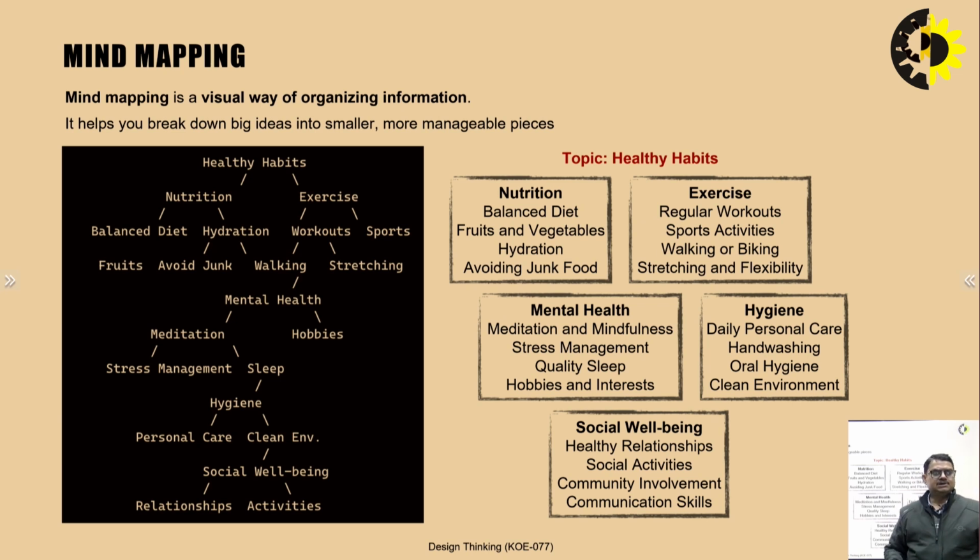Mind mapping helps us break down ideas into smaller and more manageable pieces. For example, I have taken one topic, healthy habits. If I am alone or working in a team, I can discuss this topic, and we may have many single words or small phrases like nutrition, exercise, mental health, hygiene or social well-being. Under each category we may have multiple factors which can impact that particular thing.